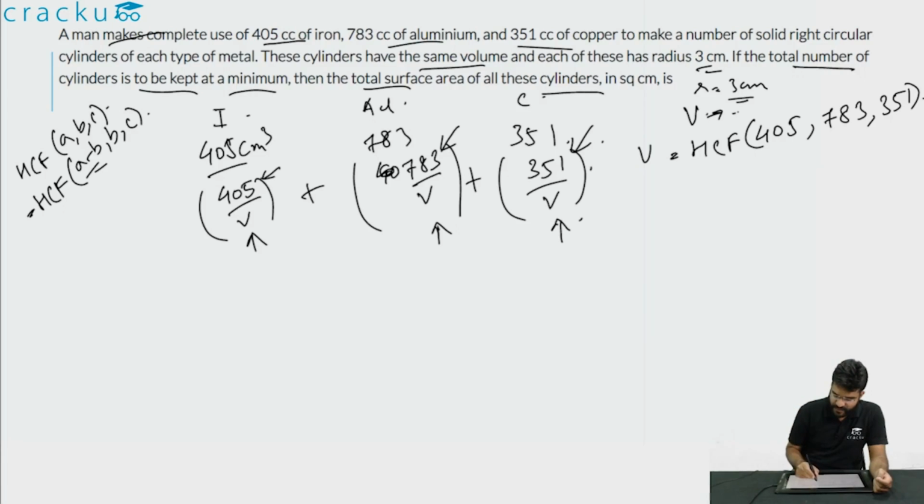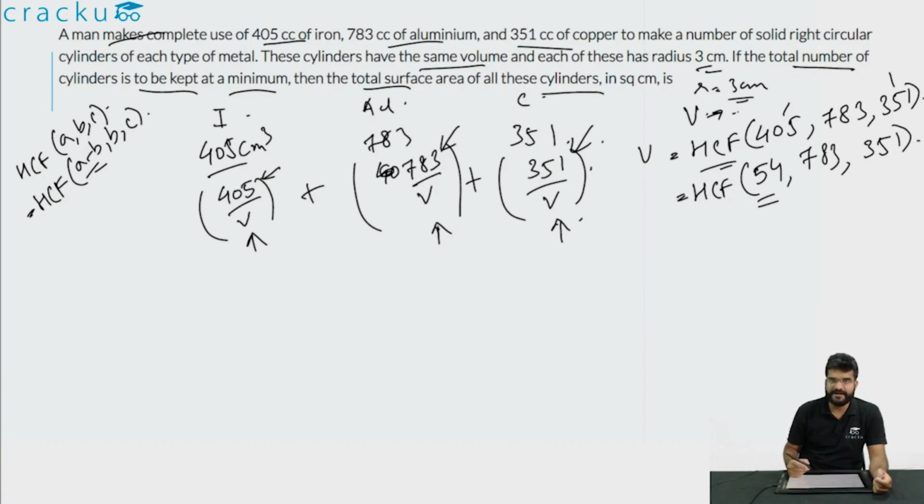So in this case, to quickly find out the HCF of these three numbers, we will subtract 351 from 405, because these are the two numbers which are closest to each other. We can get one number to be small, and from then we can find out the HCF easily. So in this case, the HCF will equal the HCF of 405 minus 351, which is 54, 783 and 351. Now if you look at 54, you can figure out that it is a multiple of 9.